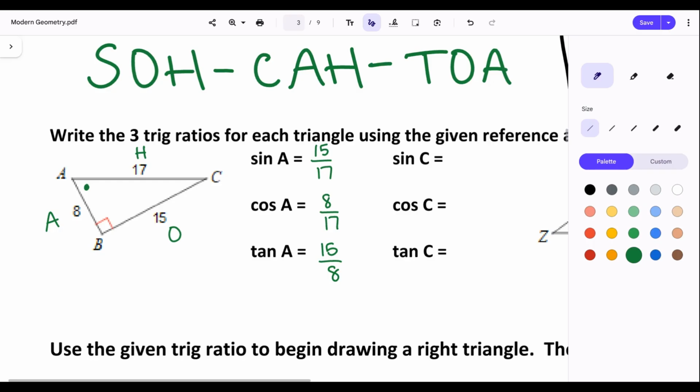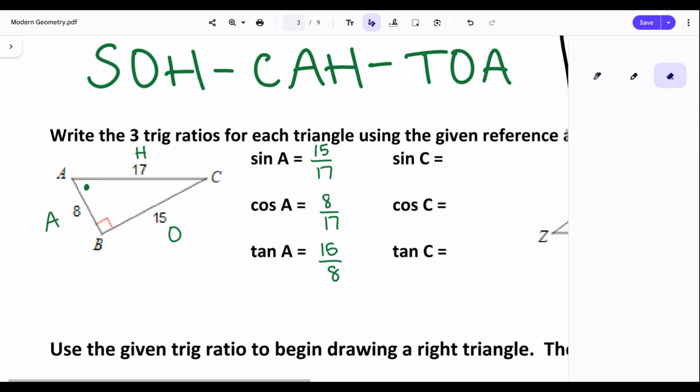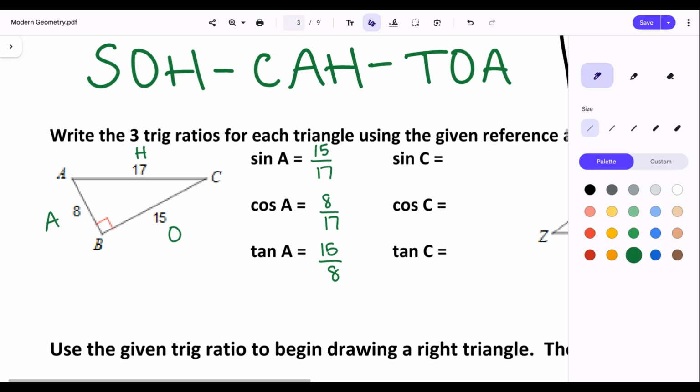Now, if you look at the second column, they're switching the reference angle on you. So instead of it being at A, so let me just get rid of this, we're saying that our reference angle here is C. Notice how it says sine C, cosine C, tan C. So now my reference angle has changed. Is my hypotenuse going to change? No, 17 is still across from the right angle. So that hypotenuse is still going to be 17.